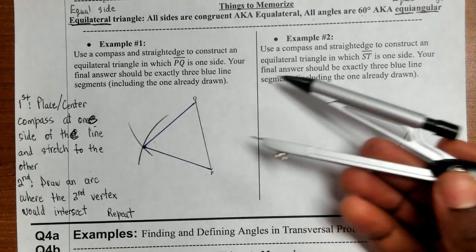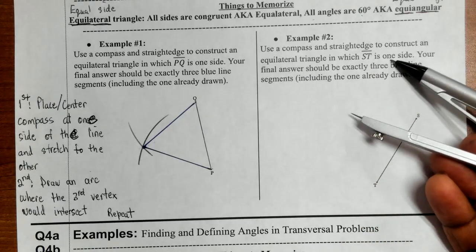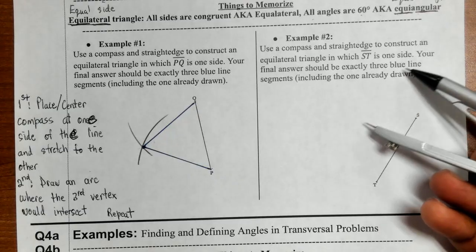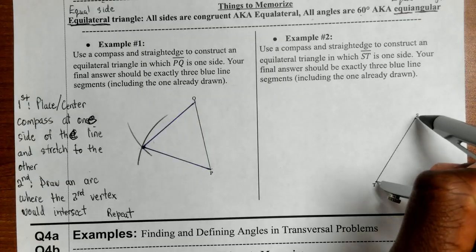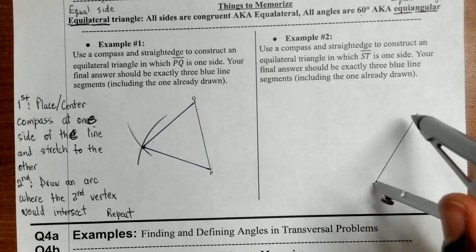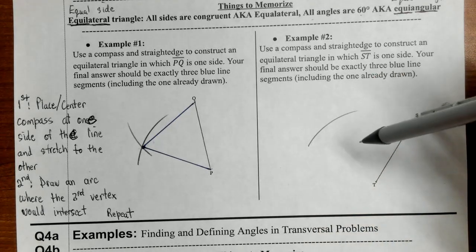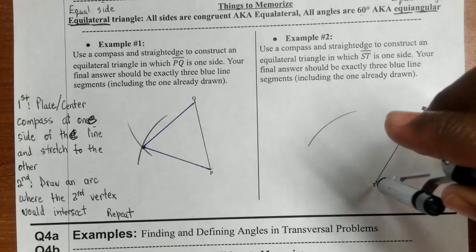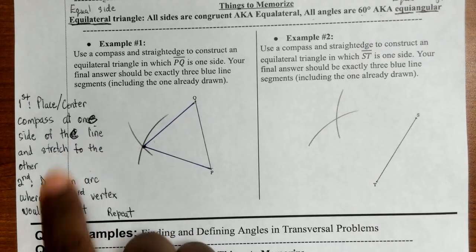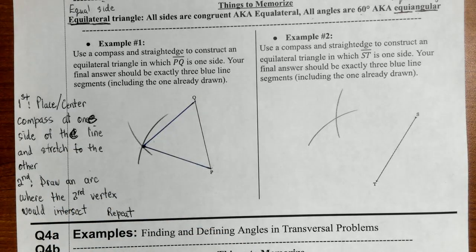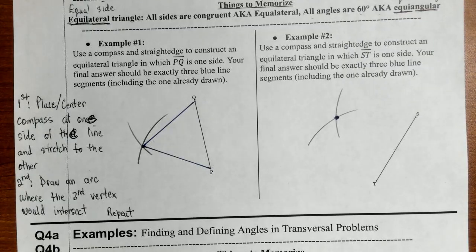Again, we're trying to use a compass and a straight edge to construct the equilateral triangle in which ST is one side. Your final answer should be exactly 3 blue line segments. I put it on one side of the line, extend it to the other one, then draw an arch where the vertex would be. Then I bring it to the other point, extend, make sure it intersects, and draw my next arch. So I do the first step, then the second, then the first step, then the second. Then I put my point where they intersect.